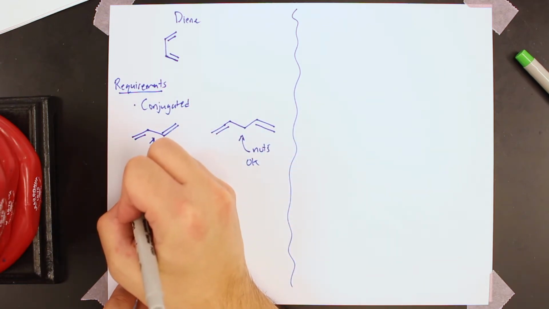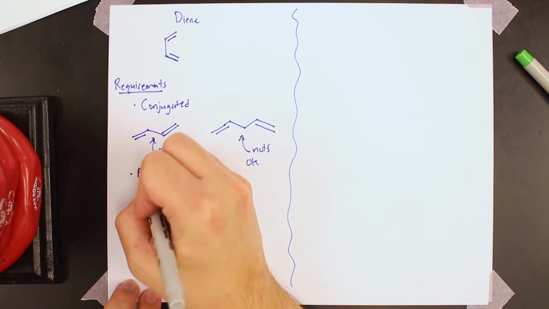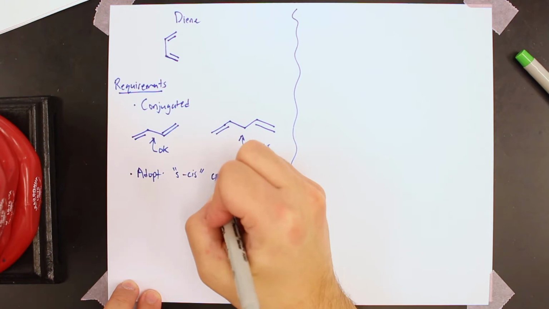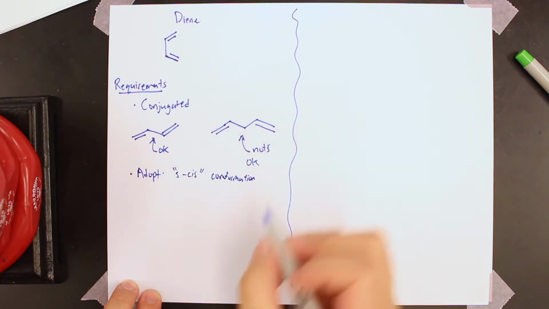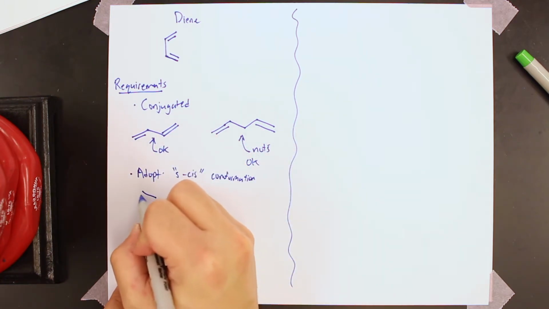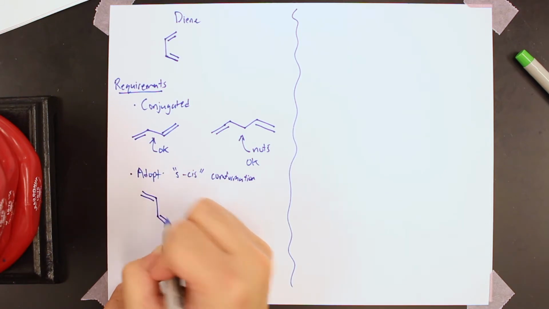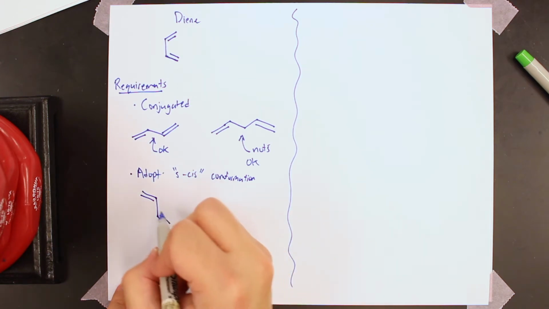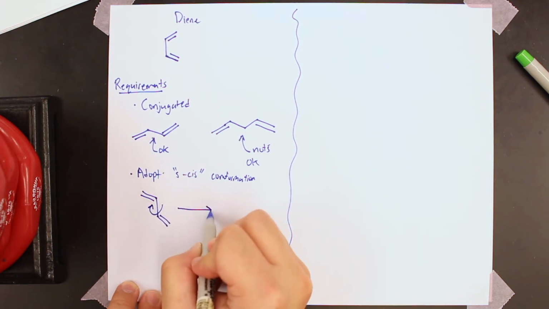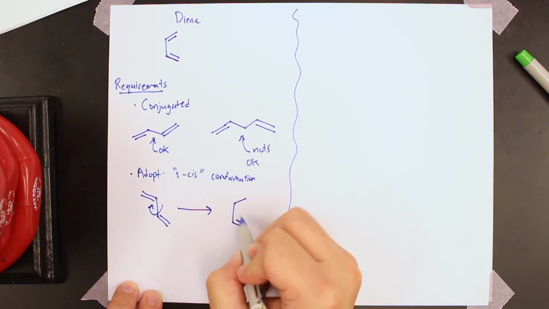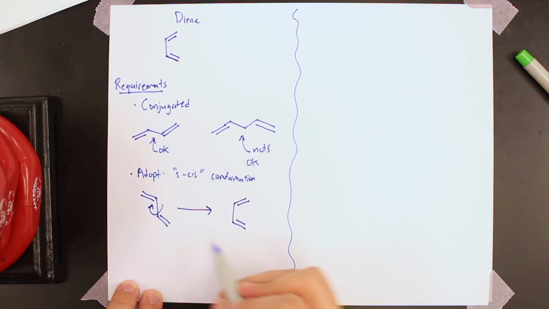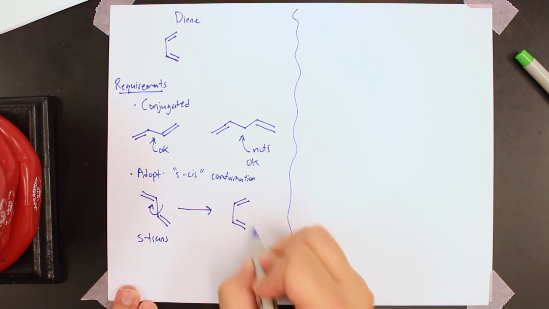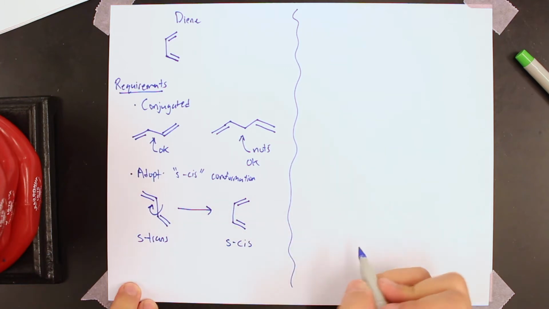The second requirement is that the diene must be able to adopt the S-cis conformation. So I'm going to take this diene above, and I'm going to draw it like this. Okay? And you may notice that it doesn't look very similar to what we showed on the first page. So if we rotate this bond, you can see that now we form the S-cis conformation. So this conformation is called the S-trans conformation, okay? And then this form is called the S-cis conformation.